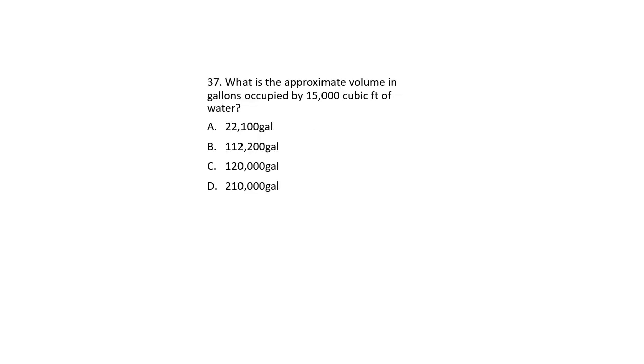What is the approximate volume in gallons occupied by 15,000 cubic feet of water? 22,100 gallons, 112,200 gallons, 120,000 gallons, or 210,000 gallons. 1 cubic foot of water is 7.48 gallons, and your answer is B, 112,200 gallons.